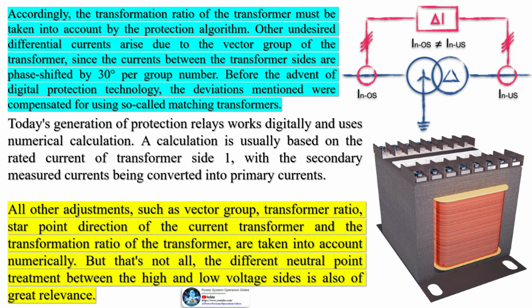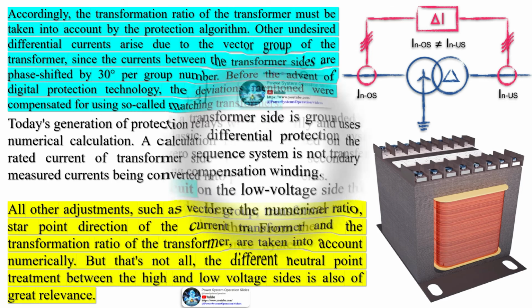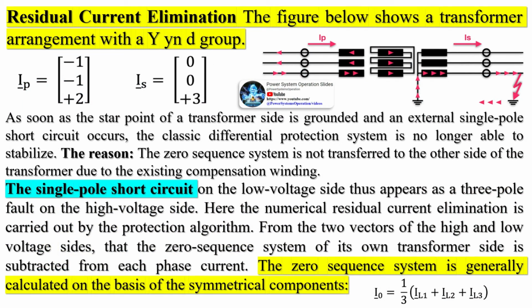All other adjustments, such as vector group, transformer ratio, star point direction of the current transformer and the transformation ratio of the transformer, are taken into account numerically. But that's not all. The different neutral point treatment between the high and low voltage sides is also of great relevance. Residual current elimination. The figure below shows a transformer arrangement with a YYND group.